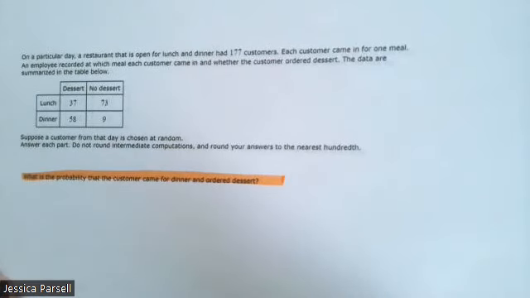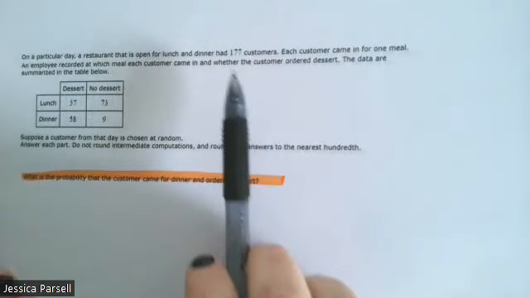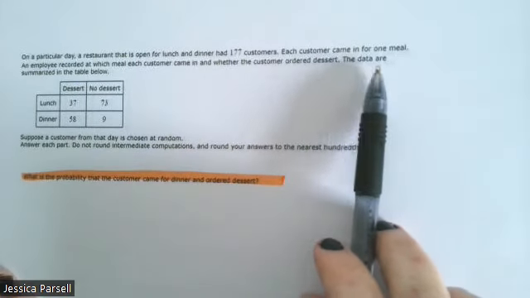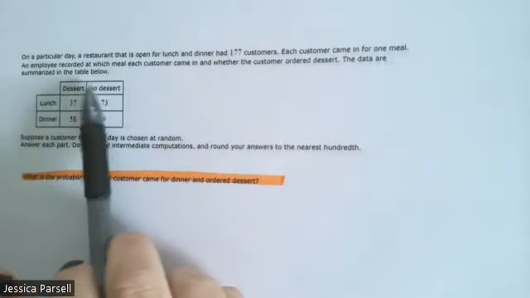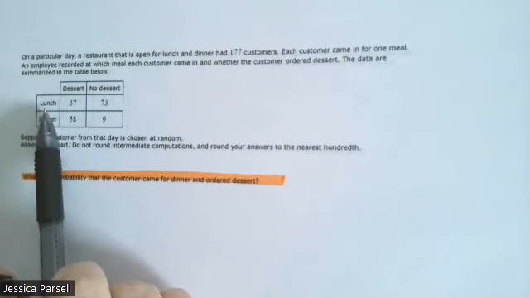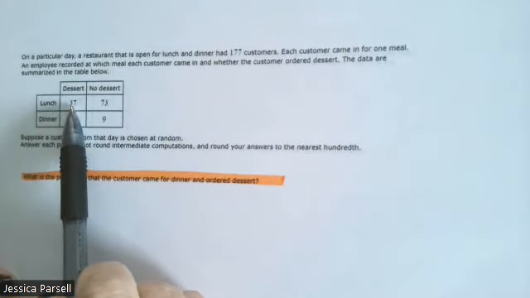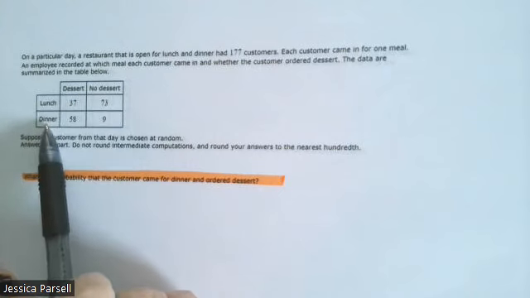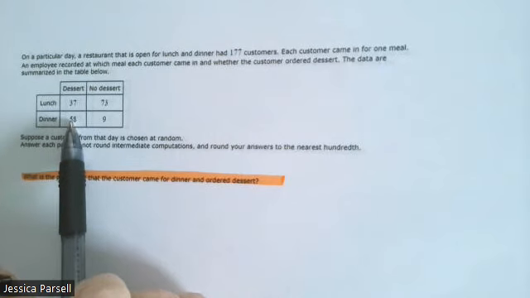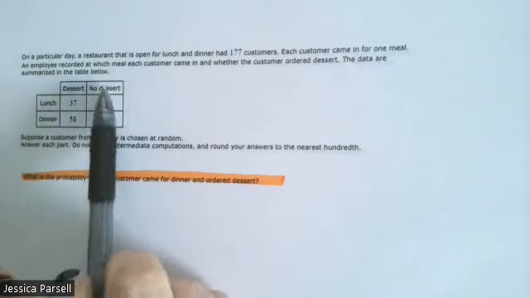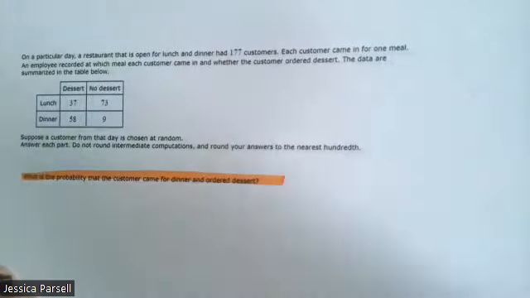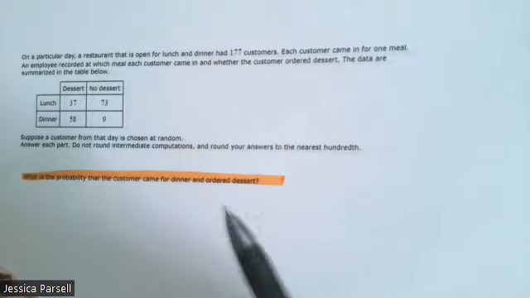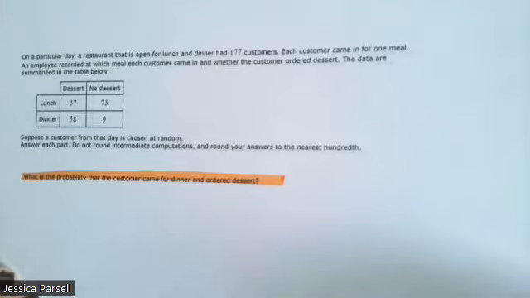Okay, on a particular day, a restaurant that's open for lunch and dinner had 177 customers. Each customer came in for one meal. The data are summarized. So these are people that came in for lunch. 37 came for lunch and had dessert. 73 had no dessert. For dinner, 58 people showed up and had dinner and dessert. And for dinner, 9 people showed up and had no dessert. What's wrong with these people? Why wouldn't they have a dessert? Suppose a customer is chosen. What is the probability that the customer came for dinner and ordered dessert?